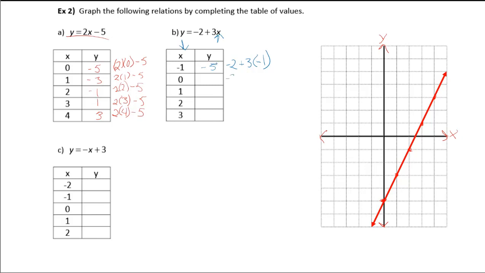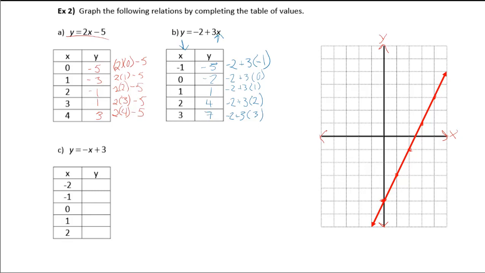Then we sub in 0. So we have negative 2 plus 3 times 0. We get negative 2. Next we have 1. So we'll have negative 2 plus 3 times 1. 3 times 1 is 3. 3 plus negative 2 gives us positive 1. We have negative 2 plus 3 times 2 this time, because 2 is what's given over here. So negative 2 plus 6, because 3 times 2 is 6, will give us positive 4. And then negative 2 plus 3 times 3. Well, 3 times 3 is 9, minus 2 gives us 7.